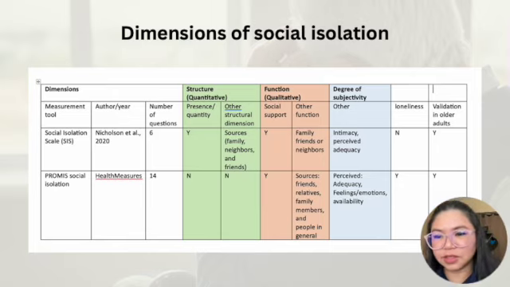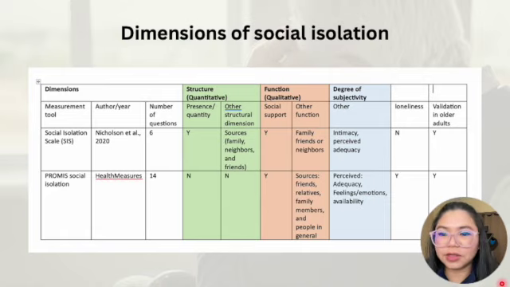Here's another thing that I would like to discuss. According to Valtorta et al. in 2016, social isolation encompasses various dimensions. In their article, the authors classified different measures of social isolation into 2 dimensions. One is whether the instrument covers structural or functional aspects, and number 2 is the degree of subjectivity required of respondents. This classification helps clarify the scope of questionnaires used in the literature and allows for comparison between them.